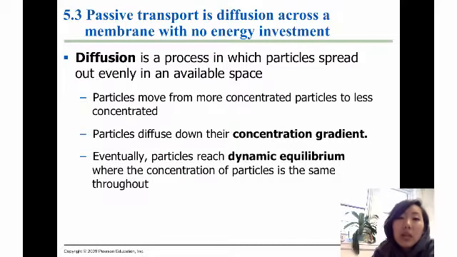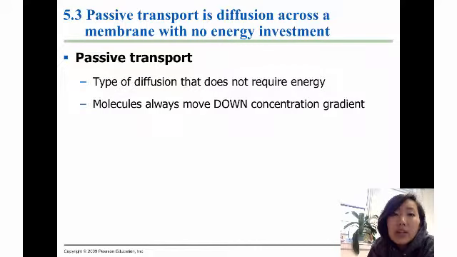Eventually, it will reach a place where the number of particles is the same on both sides. That's called equilibrium, but it's dynamic equilibrium because even though the number of particles is the same on both sides, they're constantly switching places with each other, but overall the numbers will be the same. So that is called diffusion. Passive transport is the name we give the type of diffusion which does not require energy. It's pretty much the same thing as diffusion. It doesn't require any energy, and the molecules will always move down the concentration gradient from more to less.